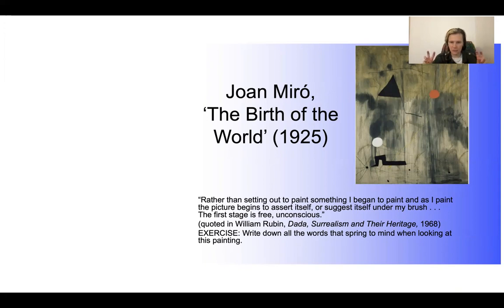So this is an interesting description of a painting process, which we can use for thinking about writing, because the way that he describes the picture begins to assert itself or suggest itself, the agency is located in the picture, in the painting, rather than in the painter. And so this is also linked to this aspect of chance, because when you're writing a text, with this kind of automatic writing, for example, something emerges which doesn't appear to be entirely of your design. There's something else.